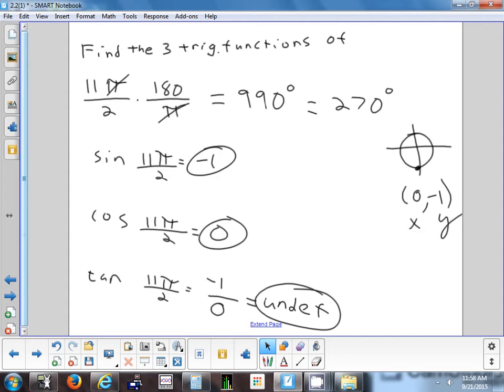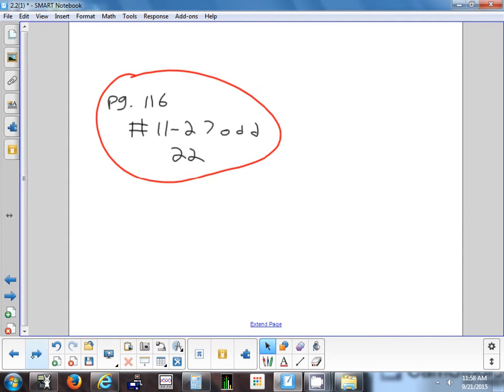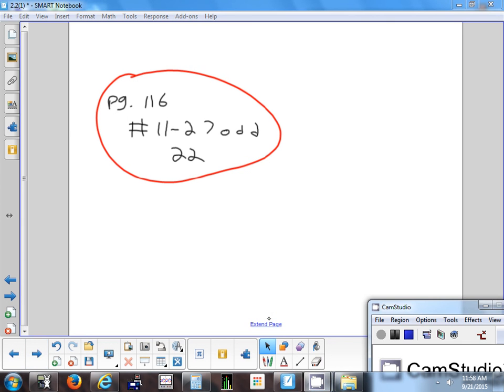All right, so that's the first part of unit circle trig. Basically what we're going to do all week. Okay, same idea tomorrow. In fact, I think tomorrow you might even find it a little easier than today. Okay, so the homework, it's on 116. Okay, try 11 to 27 odd and 22. Okay, we'll take a look at that tomorrow.